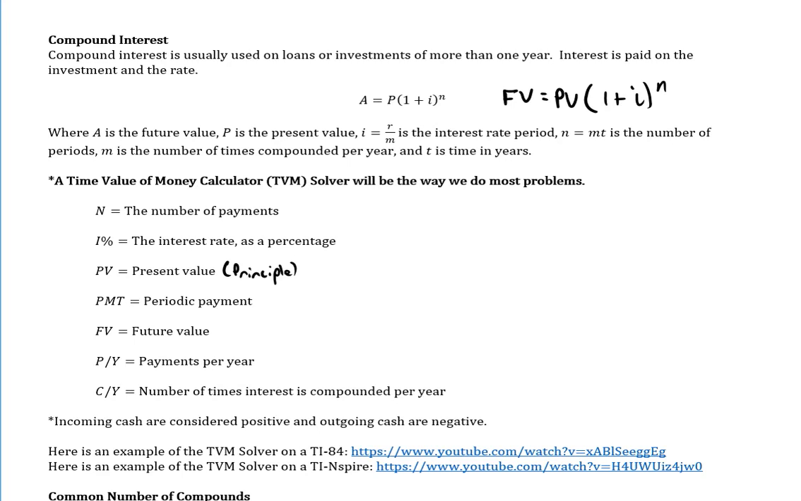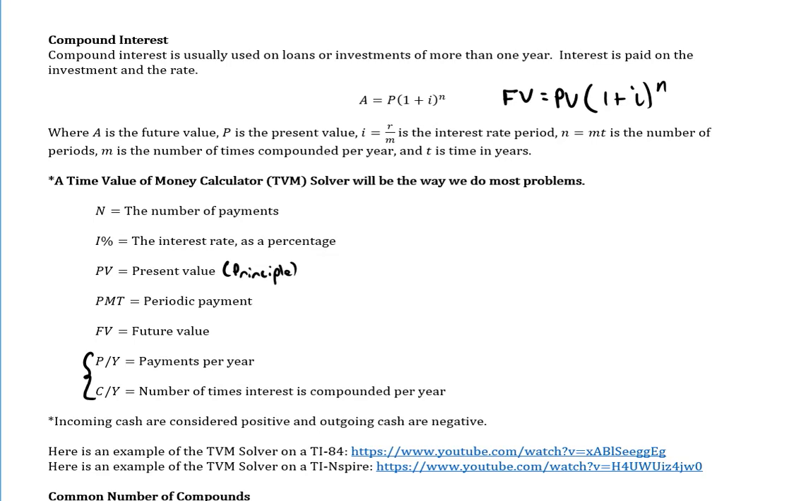It'll have all sorts of stuff that might not be used in every single problem, so some of it we might not have, and that's okay. For example, PMT means periodic payments. That means some amount going into an account every month, say like $100 per month into an account. Future value is FV again.